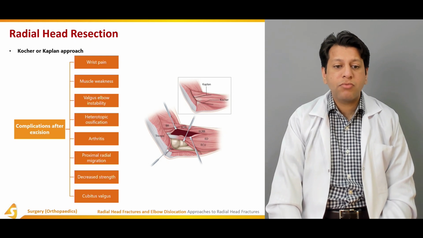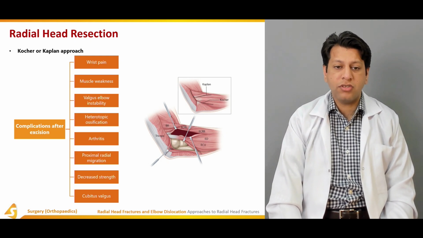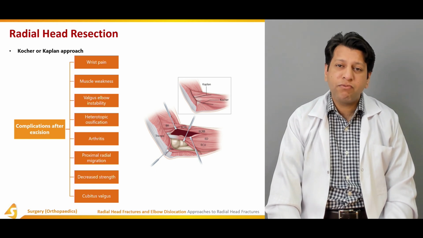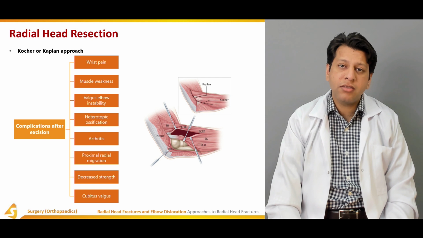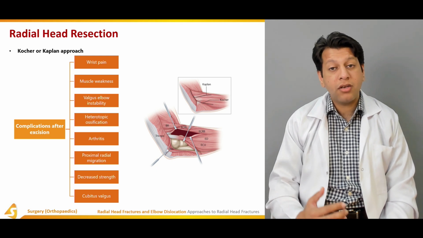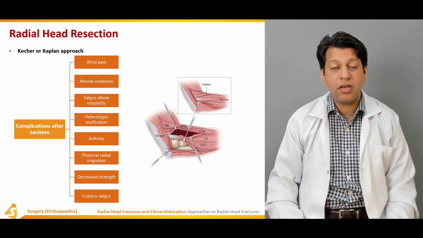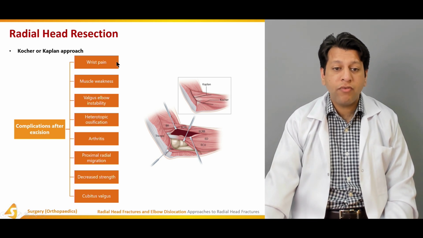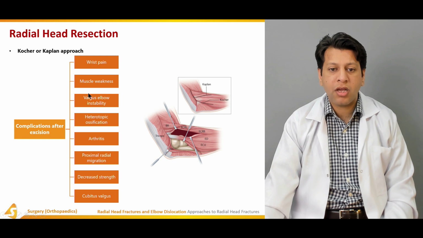Now coming to the complications after excision. As I told you, usually the radial head is not excised. Sometimes we have to go for fragmentation of the fracture and removal of those fragments, but not all of the radial head is excised. But if we have to excise it in a young adult patient, what are the complications which can be seen, especially with the Kocher and Kaplan approach?